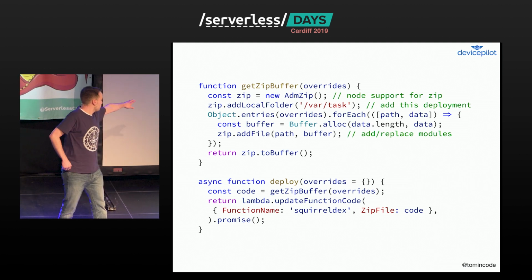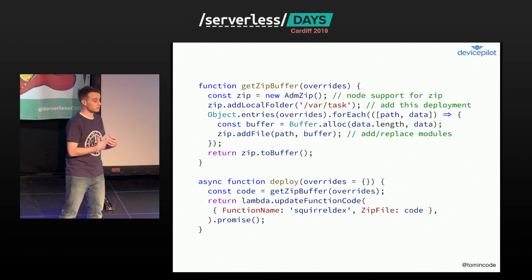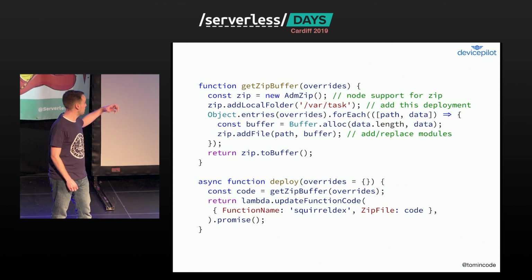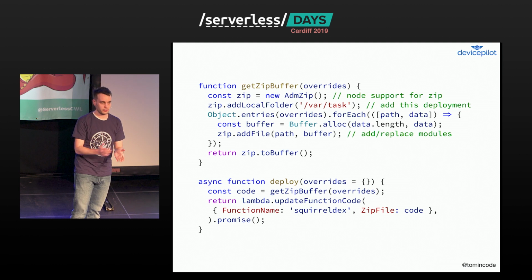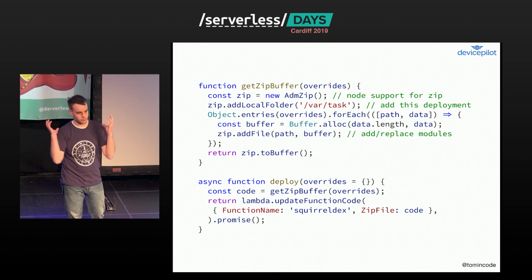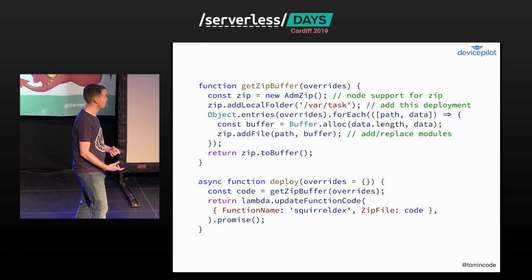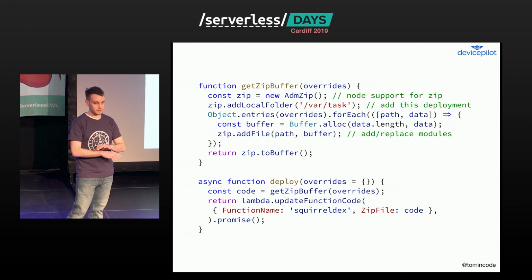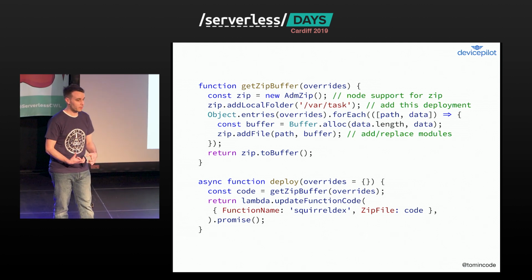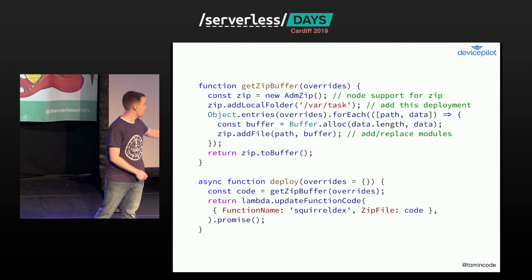So we hit deploy, and we said we're going to override data.json with this new contents. So we're going to make our zip file. Now, the zip file is going to include all of the files from var task, which is where Lambda dumps all of your lovingly crafted source code when it sets up your Lambda container. Now, if we just made the zip file with the files in var task and redeployed it, nothing would change. It would be exactly as it was beforehand. So we're going to override the data.json or whatever file with the new contents.